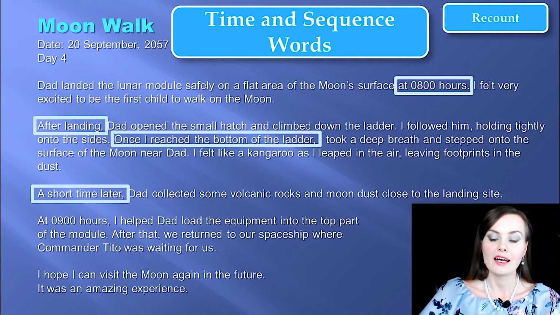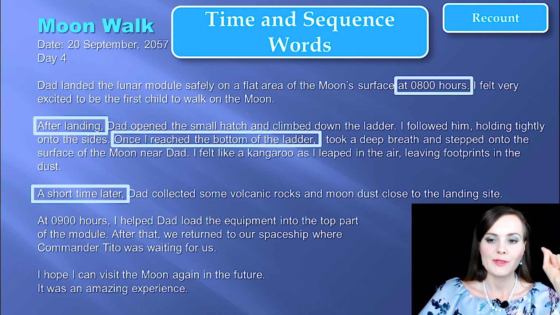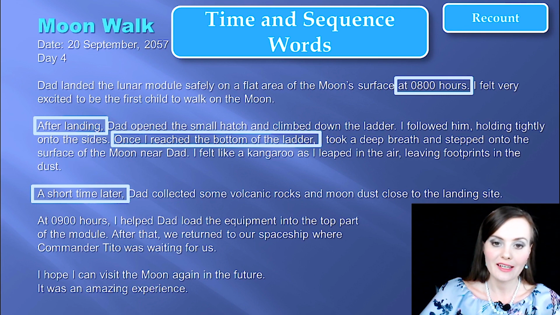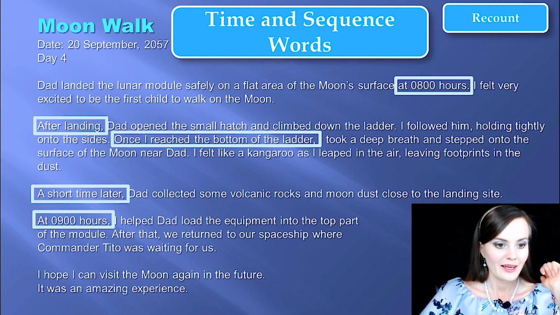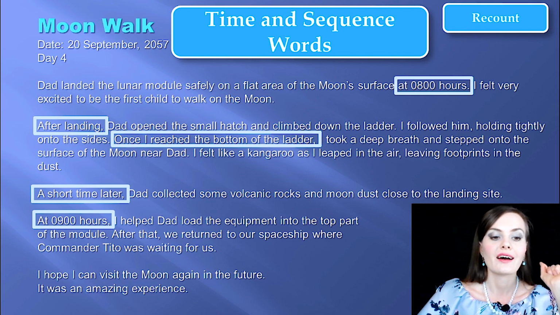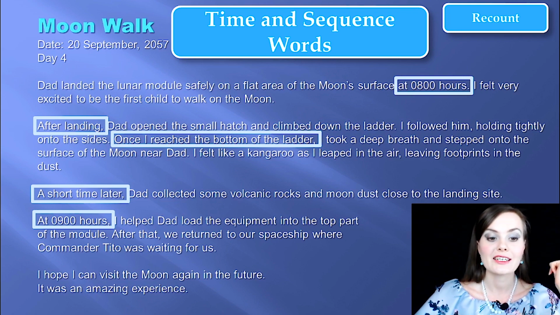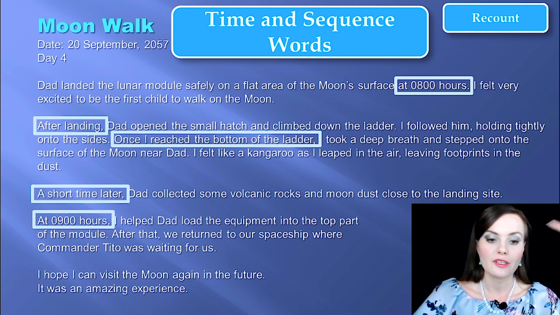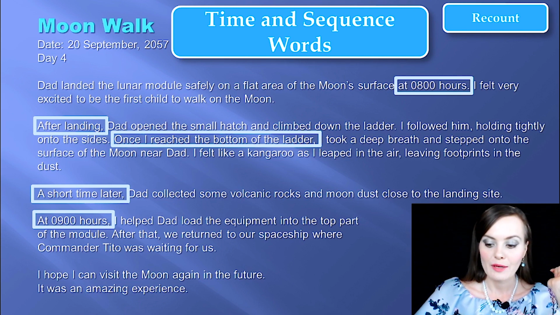Okay, so another word that shows us time is 0800 hours. 0800 hours means 8 a.m. So at 0800 hours, they landed, right, on the moon's surface. So this is what happened at that time. Another time, here you go, we found that it's at 0900 hours. 0900 hours means 9 a.m. So at 0900 hours, he helped his dad to load the equipment into the top part of the module. So that's what happened at that time.